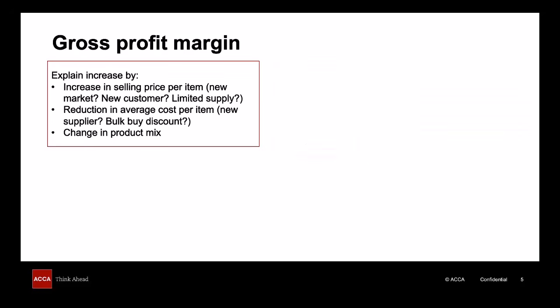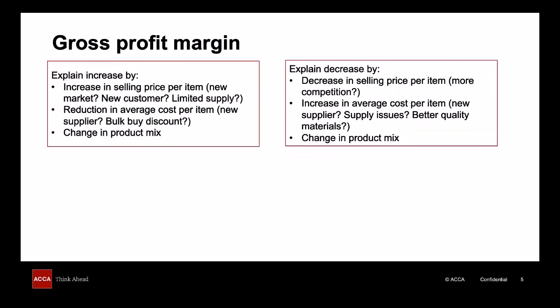So the fact that some 60% margin goods are now being sold is going to pull the overall margin up from 40. What about a decrease? Again, it's driven by three things. It's going to be a decrease in selling price, an increase in cost per item, or again, a change in product mix. But again, use your scenario to try and say why that is.